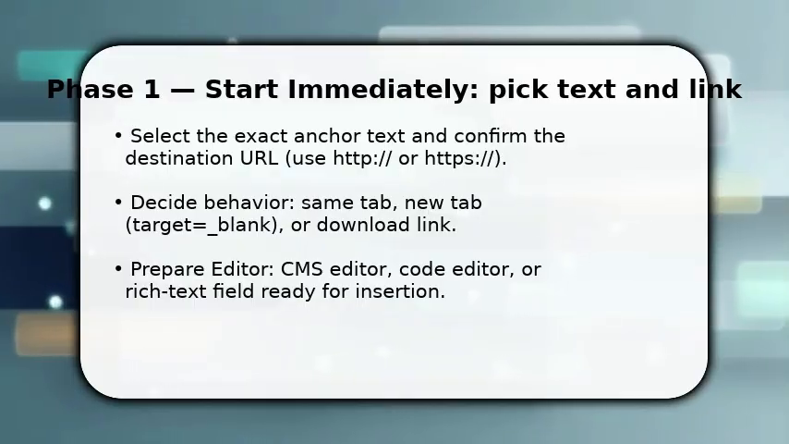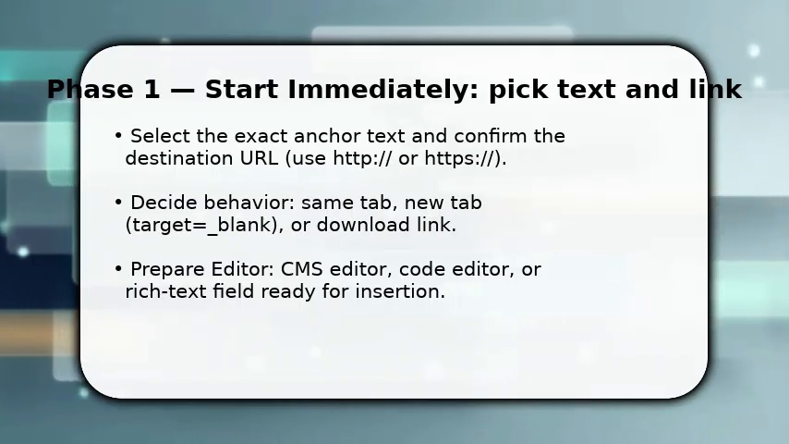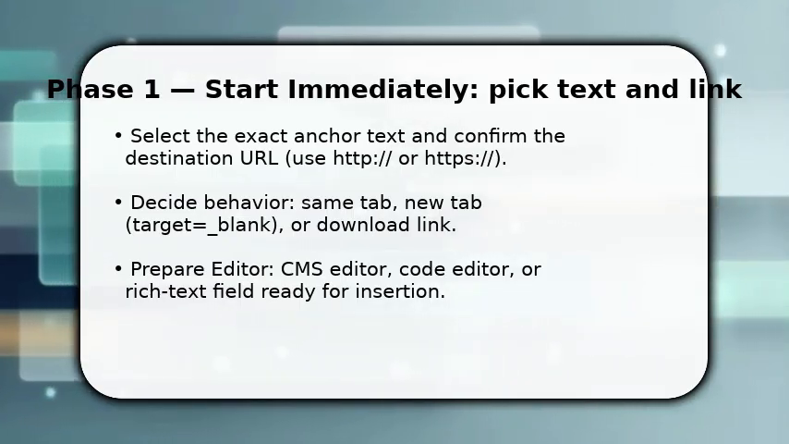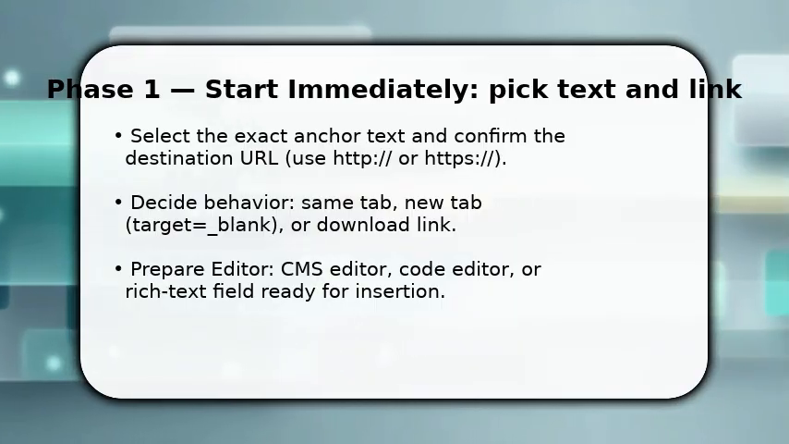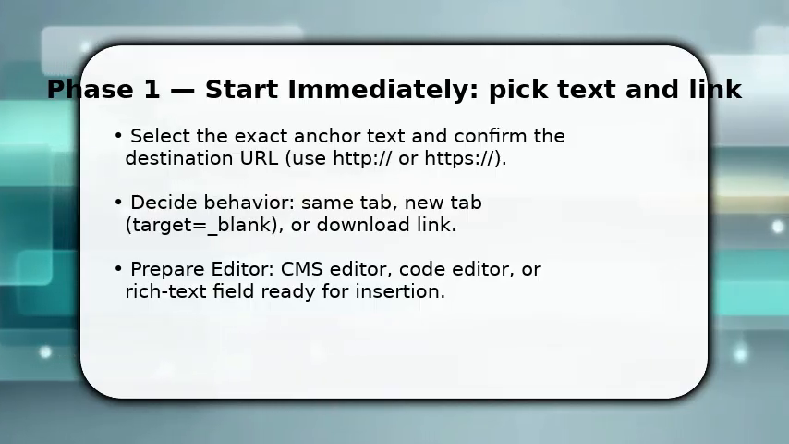You have the text you want linked. Now insert the destination. First, copy the full URL with protocol, HTTP or HTTPS, so browsers resolve it. Next, choose link behavior. Open in the same tab or new tab using target equals _blank, pick rel equals noopener when opening new tabs. Then open the editor you'll use, CMS Visual Editor or Code View, and locate the exact text you'll convert into a link.